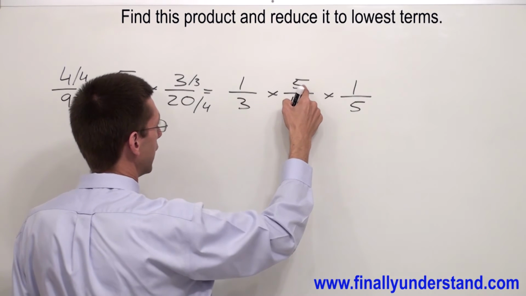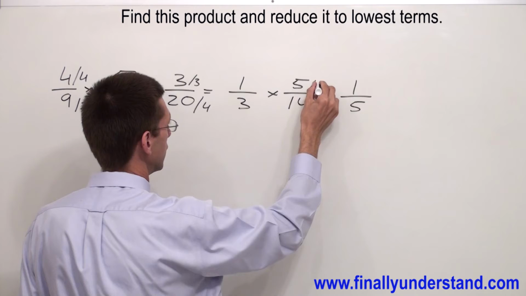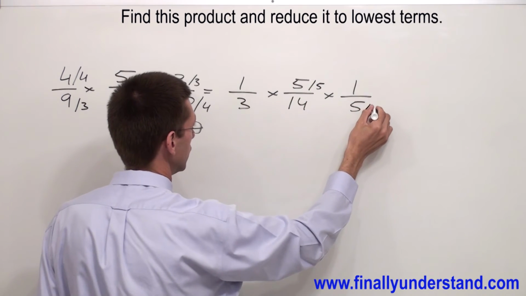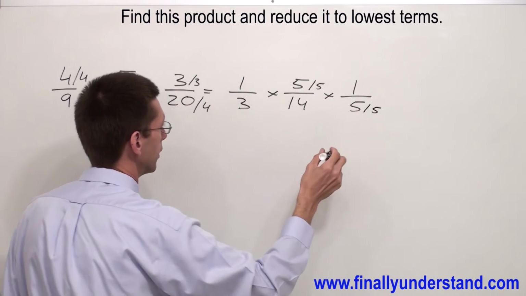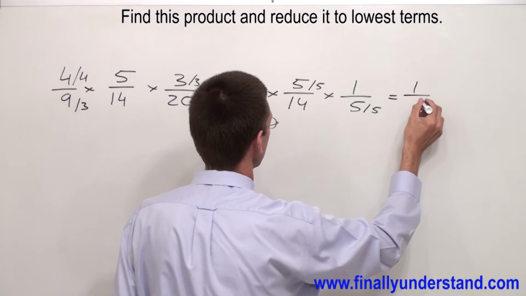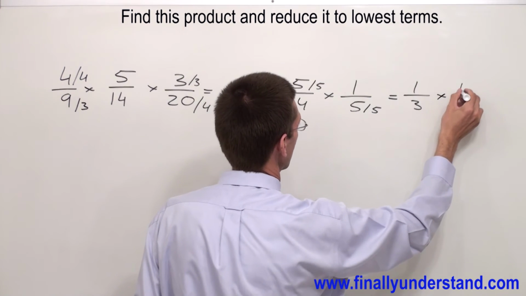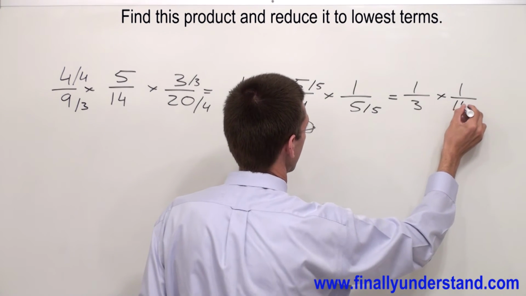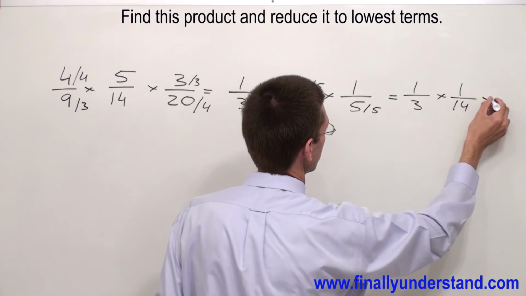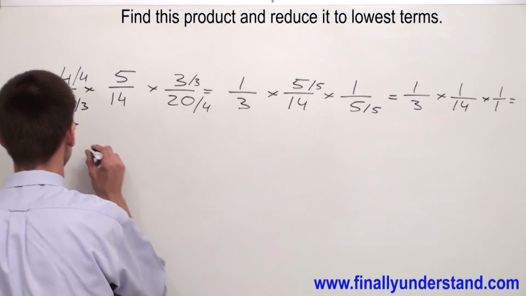Now 5 is divisible by 5. I have also 5 over here. So that's why I'm going to divide these two 5s by 5. And I'm going to have 1 over 3 times 1 over 14 times 1 over 1, which is equal.